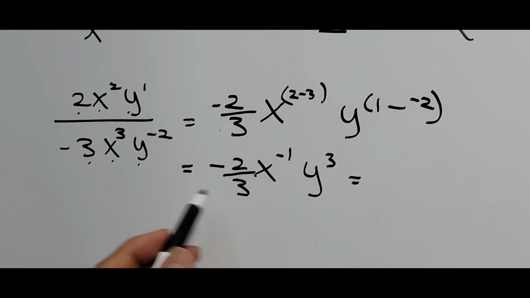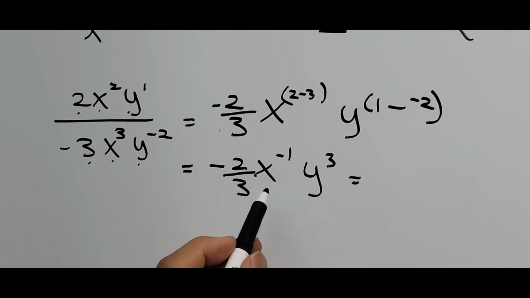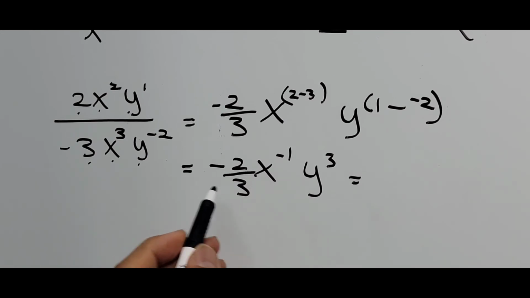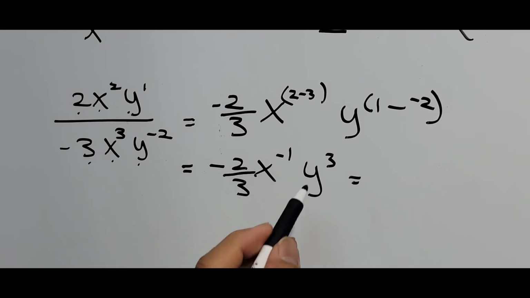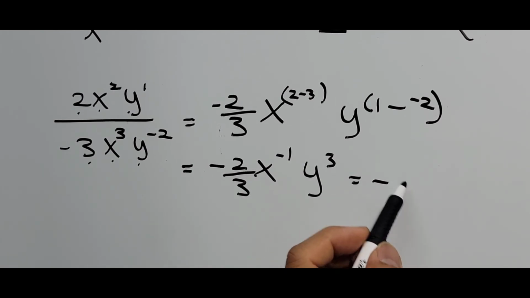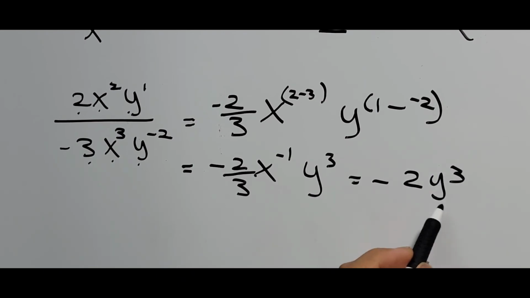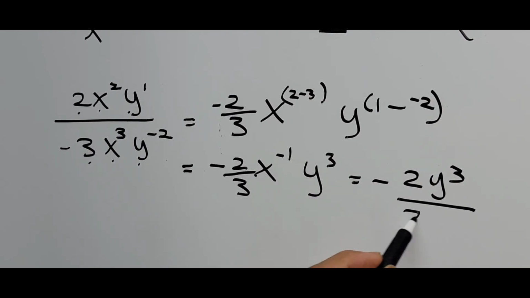Since you have the negative exponent there, that denotes the inverse, or the reciprocal, of x, and it becomes positive if you do that. So negative 2/3, so that is 2y cubed all over 3x.